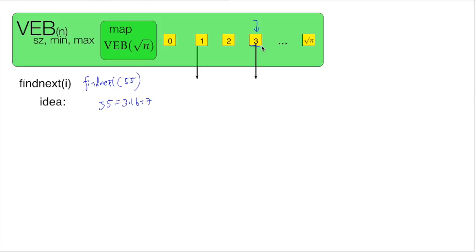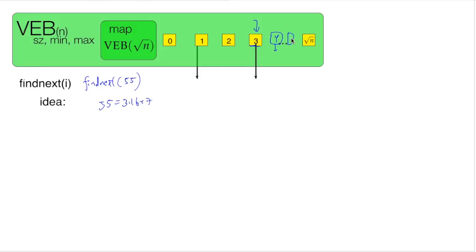But how can things go wrong in find next? Yeah, what if 55 is the last element in this bucket? What do we do? Then we go look in the first element of this bucket. Wait, what happens if that bucket has nothing in it? Then we have to go into this number 5 bucket. But if that bucket doesn't have anything, we have to go to the next one.